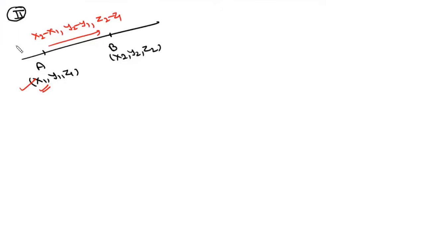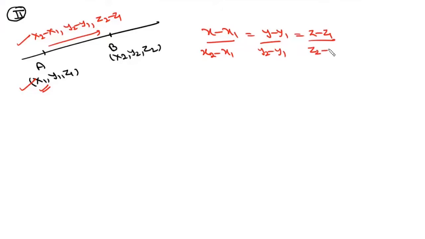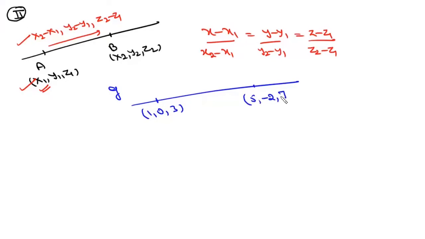Now once we have a point and direction ratios, we can write this equation as x minus x1, y minus y1, z minus z1 upon x2 minus x1, y2 minus y1, and z2 minus z1. So say for example, it says find the equation of a straight line which passes through the points 1, 0, 3 and 5, minus 2, 7.